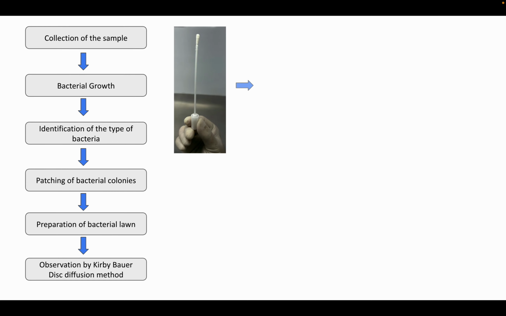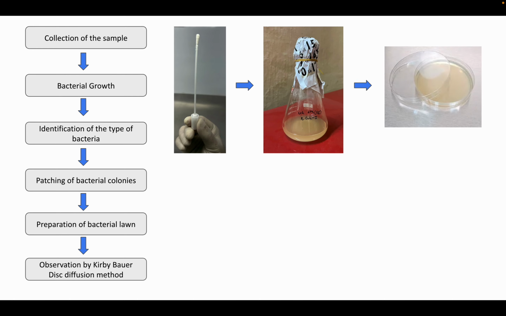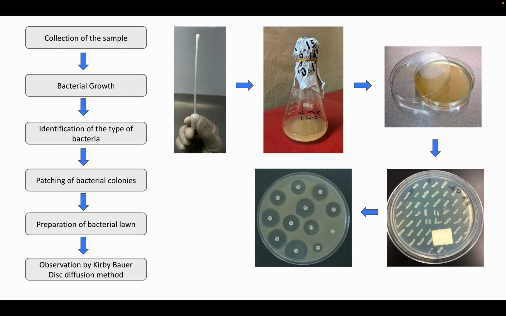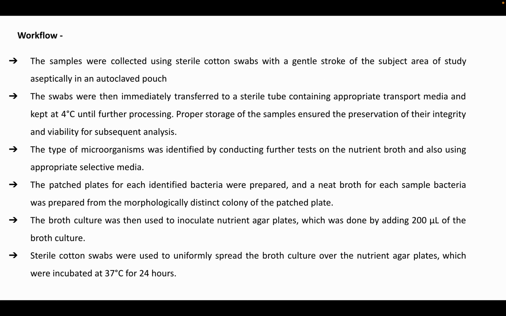So this is the schematic diagram of what we have done. First of all, we collected with sterile swabs. Then we kept the bacteria in nutrient broth. Then we prepared nutrient agar plates and grew the bacteria. Then we patched the nutrient agar plates, and ultimately produced uniform lawns, and then we did the disc diffusion method to analyze, classify and compare the zone of inhibition of different concentrations of disinfectants and antibiotics. So this is the workflow that I already described in the previous slide.